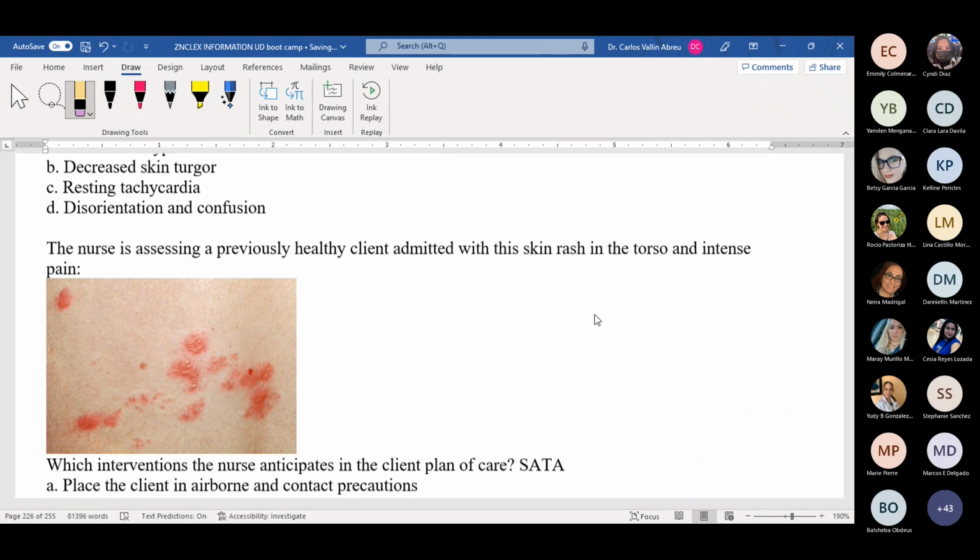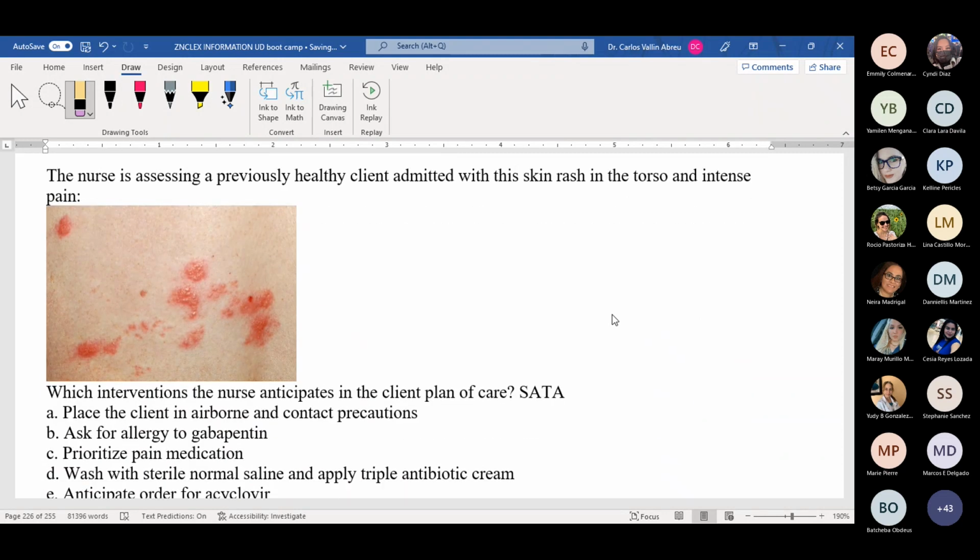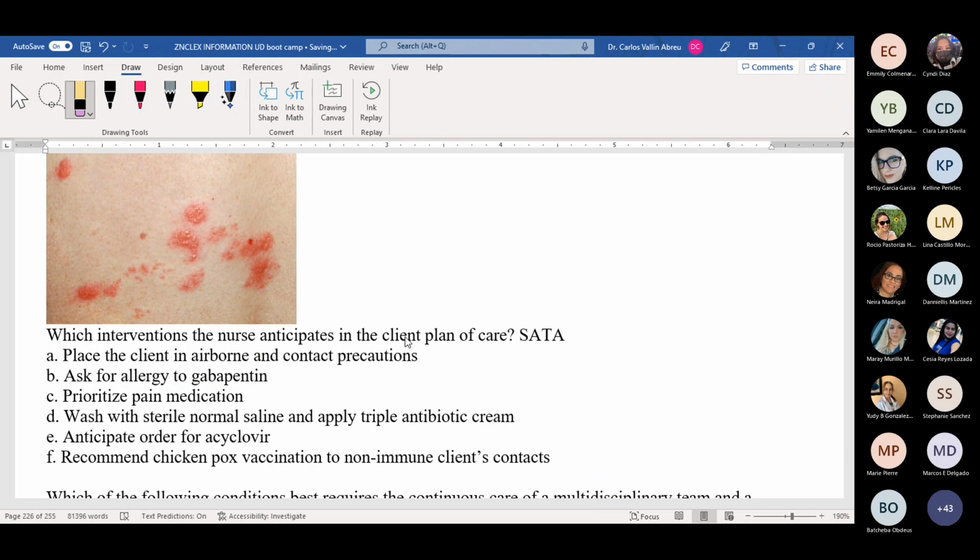Let's move on. Okay, the nurse is assessing a previously healthy client admitted with this skin rash in the torso and intense pain. Which interventions does the nurse anticipate in the client's plan of care? Select all that apply. What is this rash? It is a rash in the trunk, in the torso. Herpes zoster, also known as shingles.